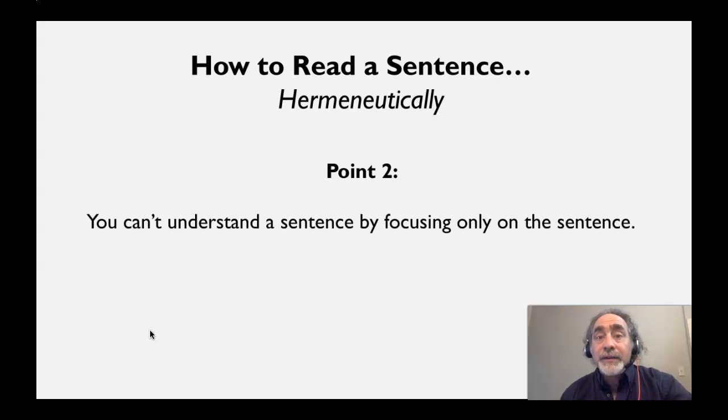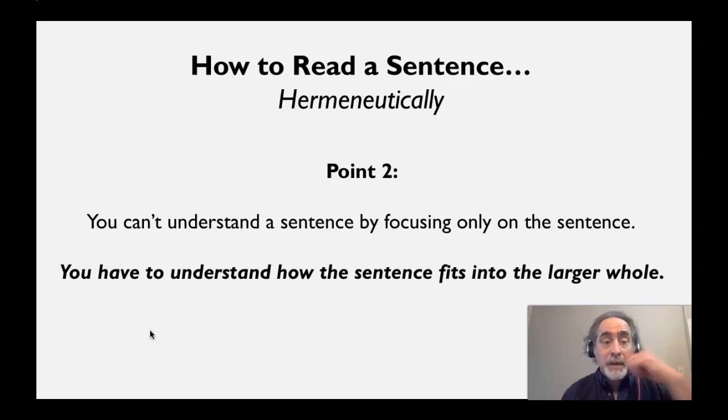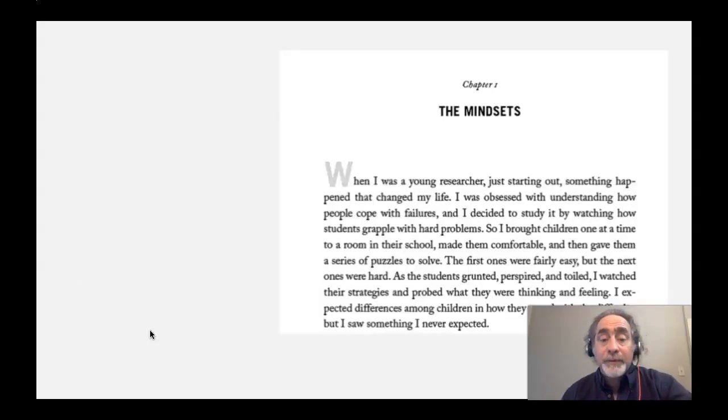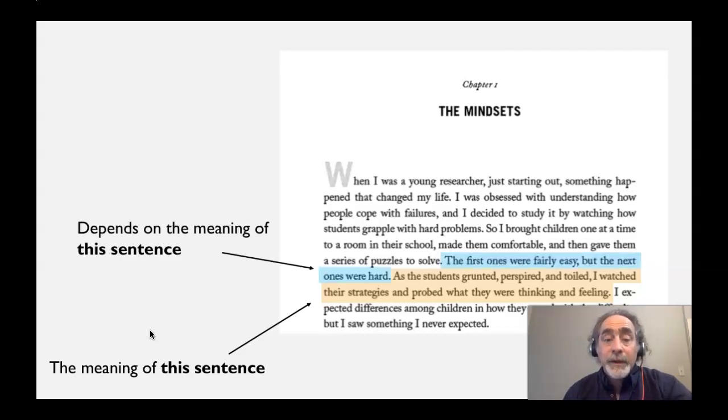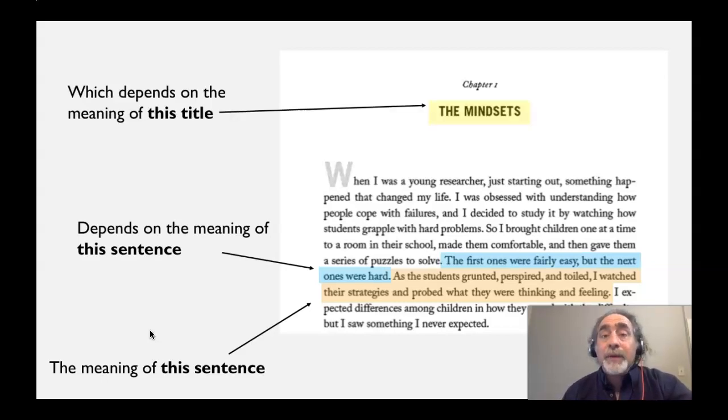Point 2. You can't understand the meaning of a sentence by focusing only on the sentence. You have to understand how the sentence fits into the larger whole, how the sentence fits into the larger paragraph, section, article, or what have you. So, take a look. The meaning of this sentence cannot be discerned by looking at that sentence alone. It depends upon the meaning of the preceding sentence and the sentences preceding that, and indeed, it depends upon the title or the heading as well. You can't understand a sentence all by itself. You must move forward and move backward and continuously update your understanding of what you're reading.